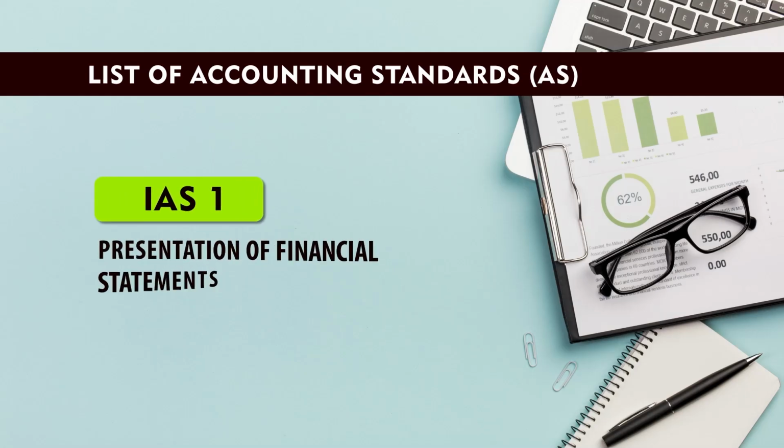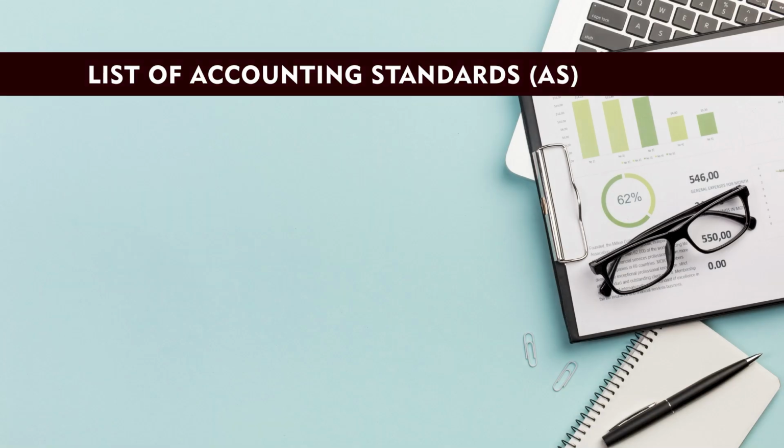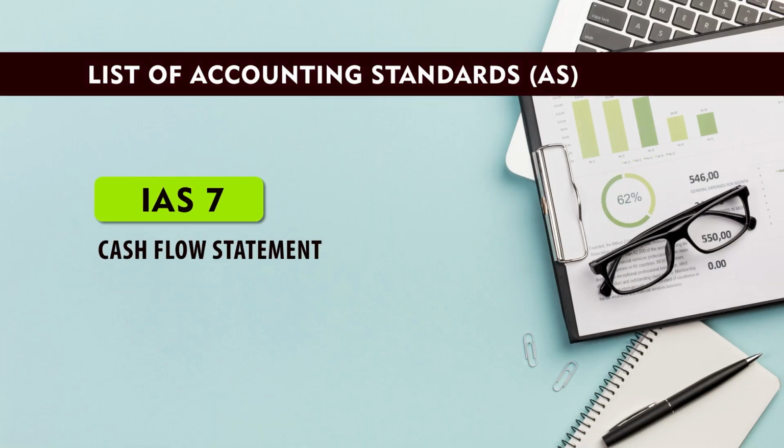So, first one is IAS, Indian Accounting Standard 1, that is presentation of financial statements. So, under this IAS 1, presentation of financial statements is made. Then IAS 2, it is meant for valuation and presentation of inventories. Then IAS 7 is meant for cash flow statement.